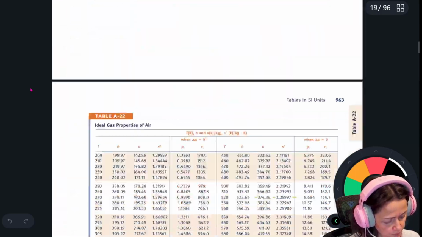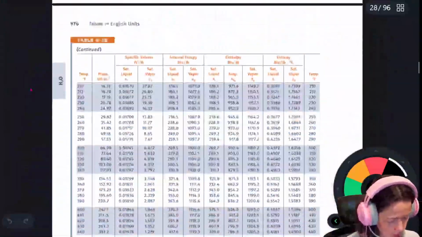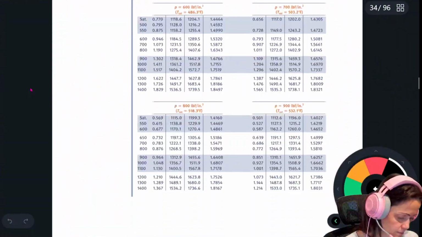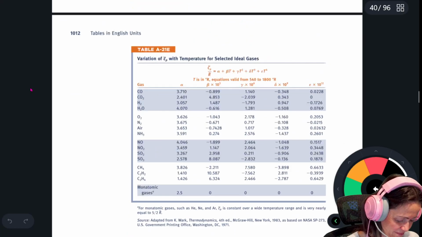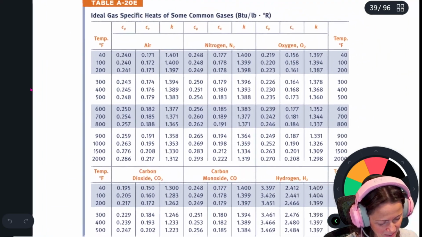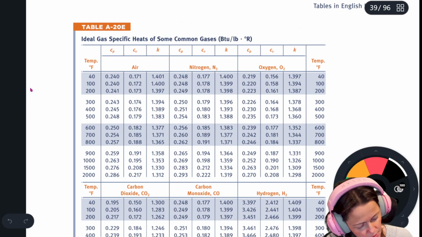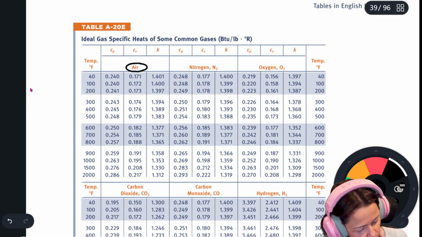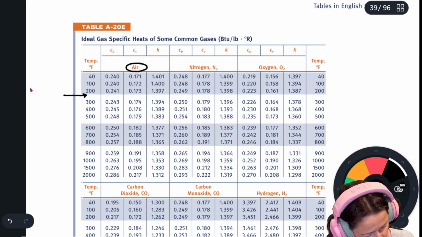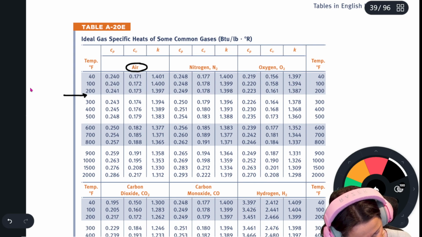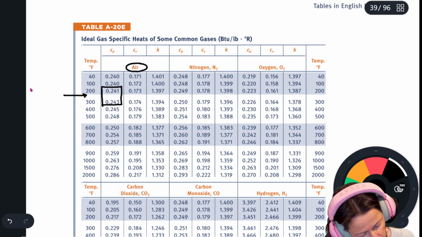There we go. Oh, actually A20E, right? So there we are. We were going to get there eventually. So there we go. We got air, 240, which is right here. You can see if I want my CP, it's going to be between those two guys.